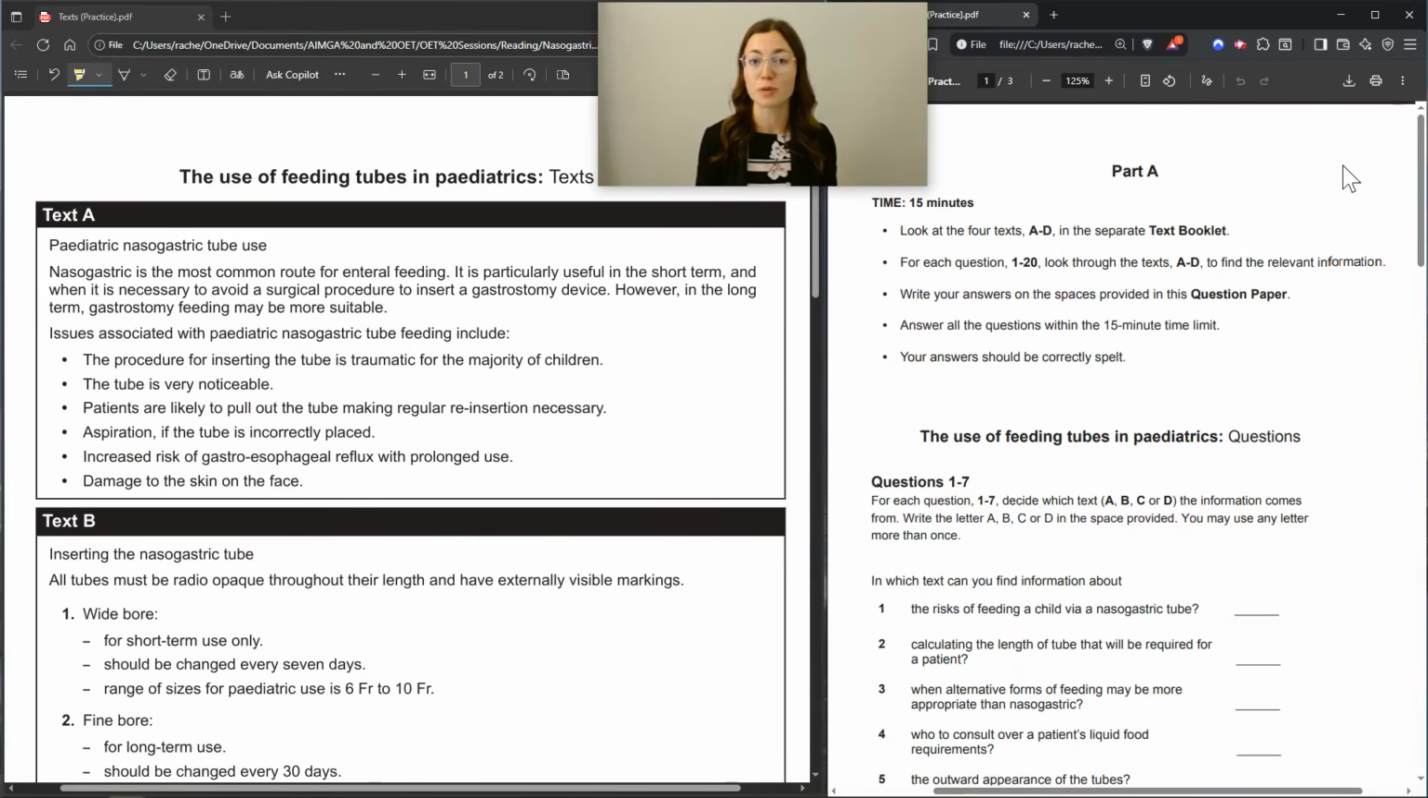Are you looking to improve your Reading Part A scores? If yes, you're in the right place.